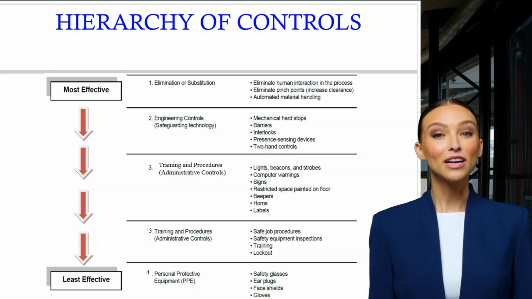Now that you've identified the hazards and assessed their risk levels, it's time for Step 5, implementing control measures. To do this, we use something called the hierarchy of controls. The hierarchy of controls is a system for choosing the most effective way to reduce risk, starting from the most effective and moving down to the least effective. Let's walk through each level.